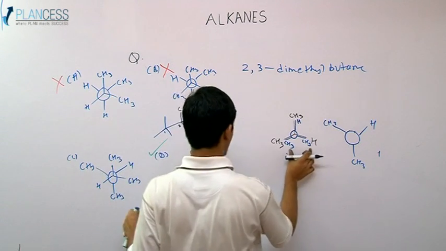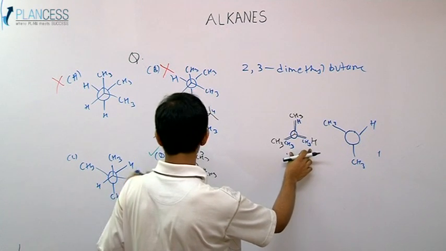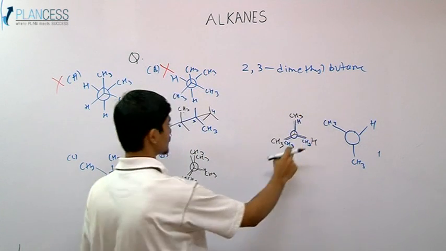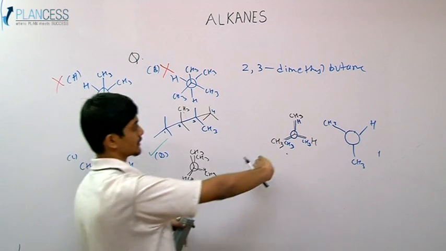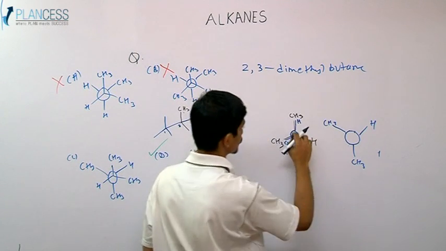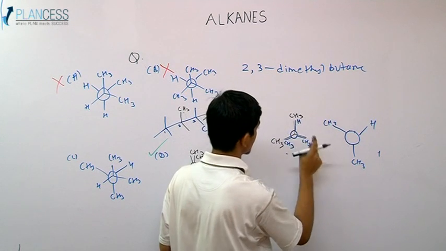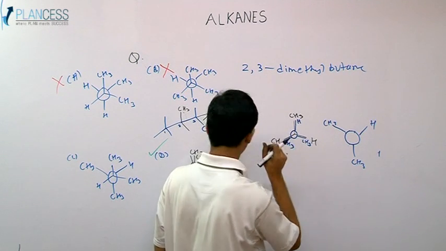Front carbon, if you are rotating, this one CH3 should come on the top. That is already on the top, and one CH3 is on the right. So let us rotate it in this direction. If you rotate it, this CH3 comes here, this CH3 goes here, and this hydrogen comes over here.